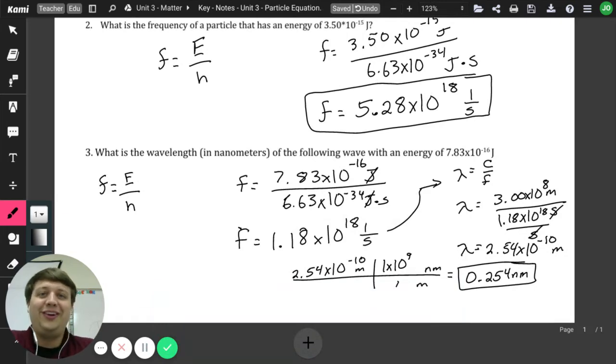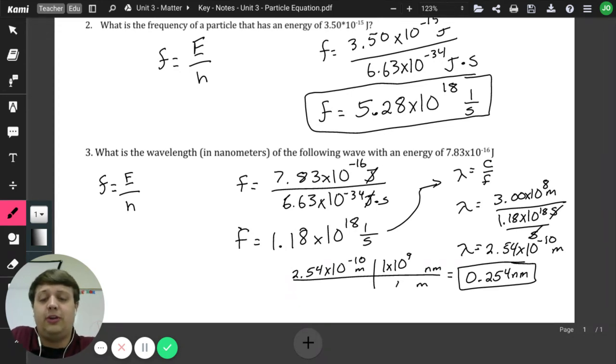All right, so here is your problem. It says, what is the wavelength in nanometers of the following wave with an energy of 7.83 times 10 to the negative 16th joules? First off, I need to solve for frequency. Why? Because I know that I can take my frequency and solve for my wavelength. So we start with solving for frequency. Frequency equals the energy over Planck's constant.